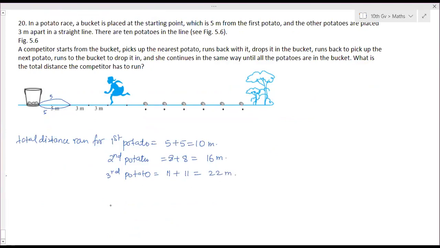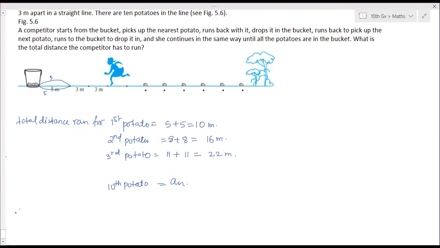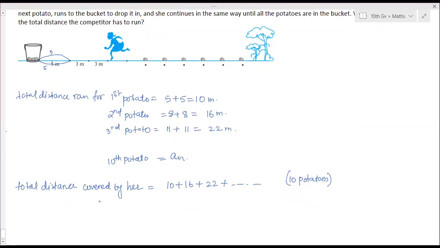There are totally 10 potatoes. We don't know, we'll consider that as AP. So here, the total distance covered by her is equal to the sum of all these distances: 10 plus 16 plus 22 till 10 terms, 10 potatoes. So are these terms in AP or not? Check first. You have to always write in the answer whether they are in AP or not.